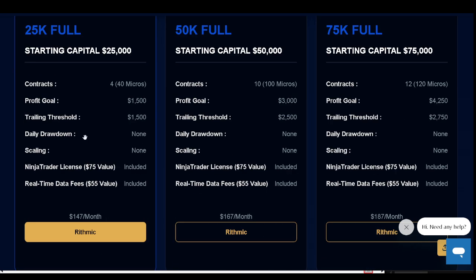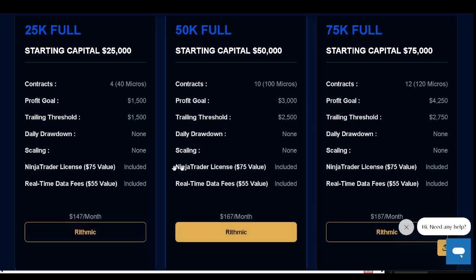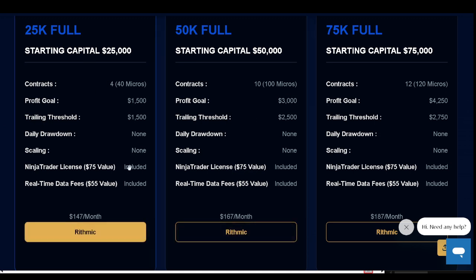Rithmic will track your account. So you'll download their software, and it'll come on your computer. As you can see, it gives you a NinjaTrader license. Like I said, that's $75. The real-time data fee is $55. All included, plus the platform. And it's really good, and you have a good coupon.